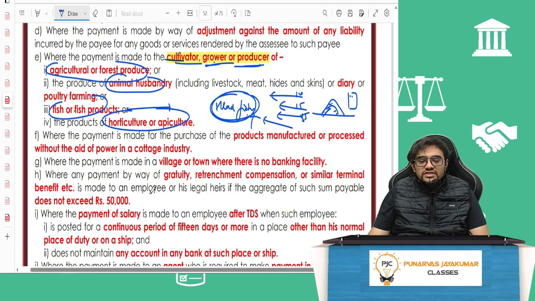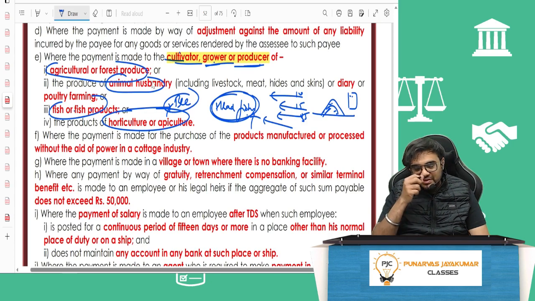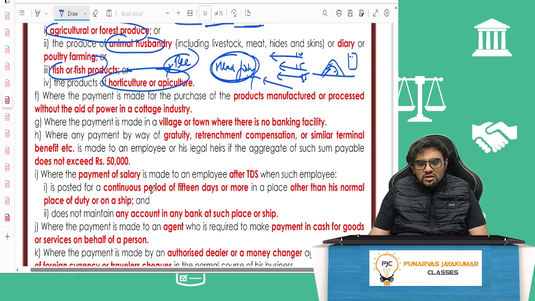The product of horticulture and apiculture. Horticulture means fruits and vegetables. Apiculture means bee rearing, honey bee. So where you take the produce, what is the produce here? You will not eat the bee. You will eat the honey, right? That one. Where the payment is made without the aid of power to cottage industry. All these things, you go.